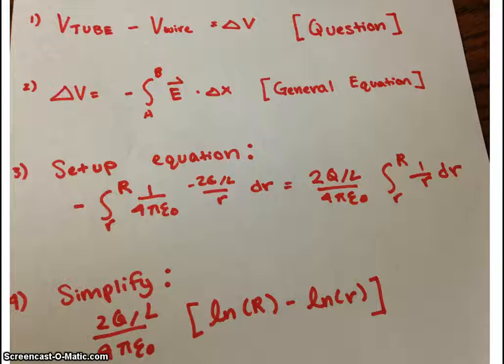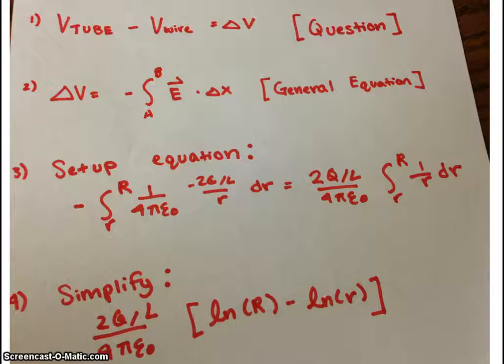is equal to the negative integral from A to B of electric field times delta x. And so in this case, we're going to use the electric field of a rod equation, and we're going to go from the little r of the wire to the big R, which is the radius of the big cylindrical tube.